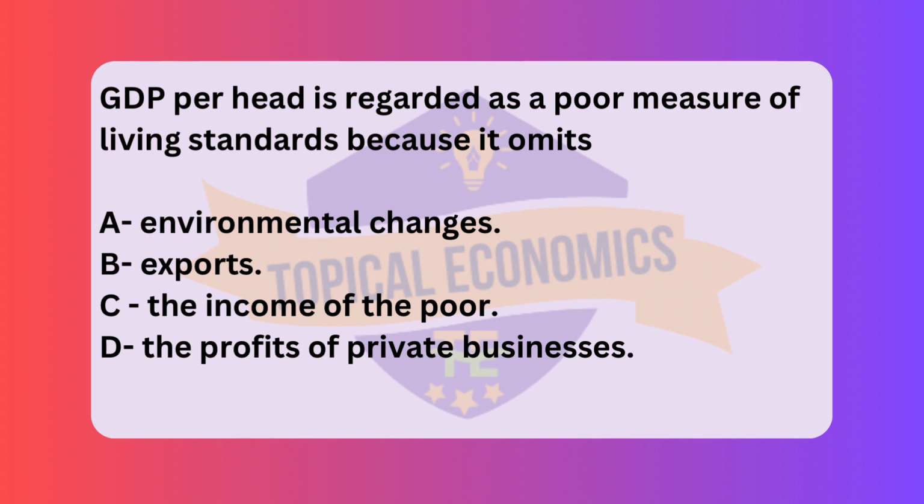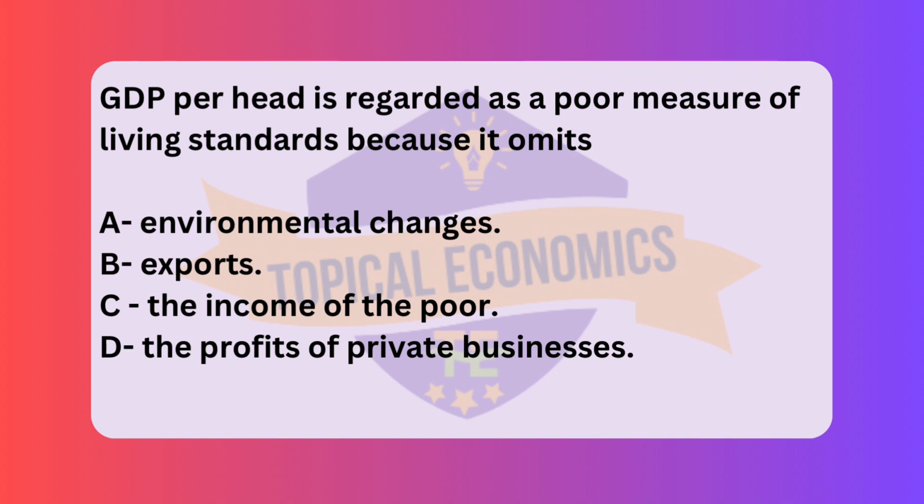Option B, exports, is incorrect. Exports are part of a country's GDP calculation through the net export component, exports minus imports. While GDP per head does not give specific details about the trade balance, exports themselves are accounted for in the GDP measurement, so this is not a limitation of GDP per head as a measure of living standards.